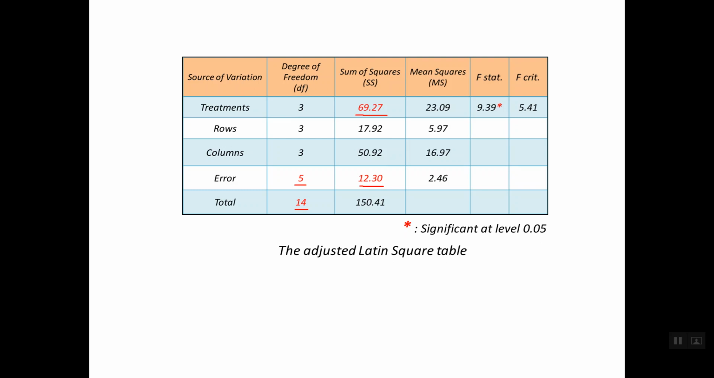And if we try to make the conclusion, we see that the value for the F statistic is greater than the value for the F critical for the treatment. So for the treatment, we reject the null hypothesis and accept the alternative one. And the alternative hypothesis for the treatment states that the means are not the same, or at least one of the treatment means is not the same as the others. So we have a significance at level 0.05.